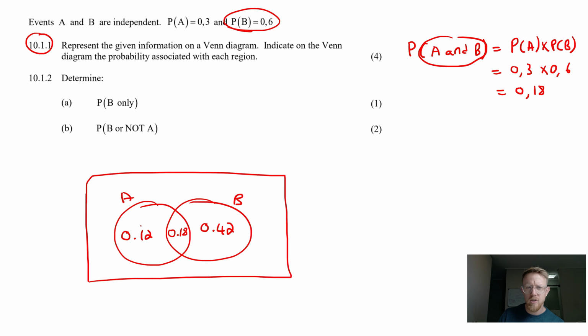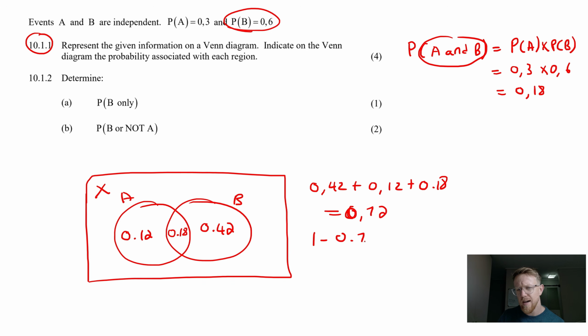Then what you can do is you can go add up these three things together. So that would be 0.42 plus 0.12 plus 0.18. And that would eventually give us 0.72. So we know that all of the probabilities over here plus everything over here should add up to 1. So we can then say 1 minus 0.72, which is going to be 0.28. And that is going to be this part that is on the outside.